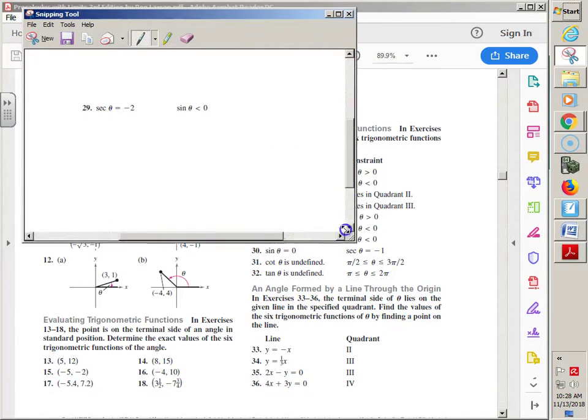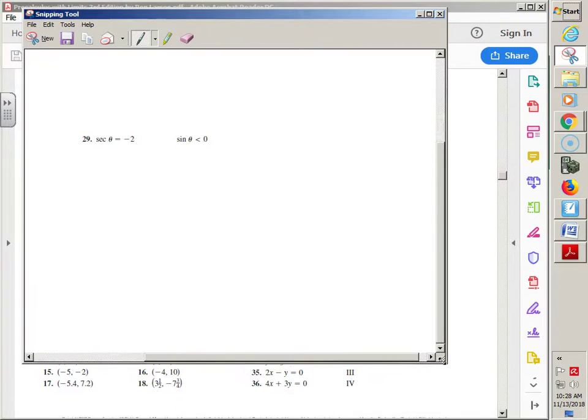So up here when we see secant is equal to -2 and sine is negative, sine's going to be negative in either quadrants 3 or 4. All are positive, so sine's not negative. Sine is positive, so not that one. Either of these ones, this is true. And then they also tell me secant is -2.